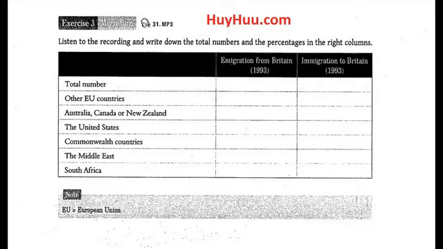There were 215,900 new residents who came to live in Britain. 32% of them came from other EU countries, and 16% of them came from Australia, Canada, or New Zealand. 22% of them came from other Commonwealth countries, and 8% from the USA. 3% came from the Middle East, and 3% from South Africa.